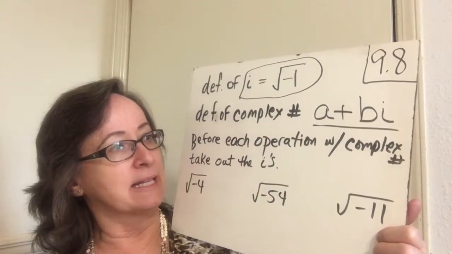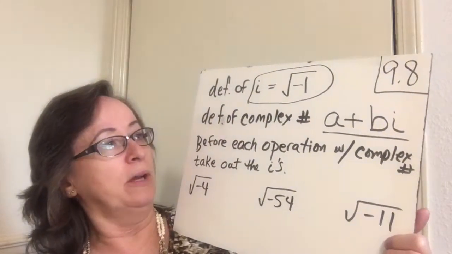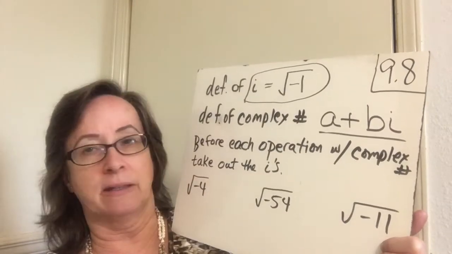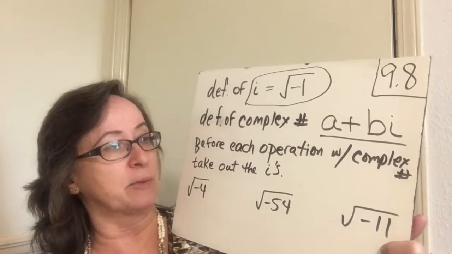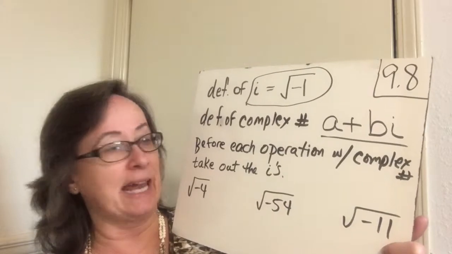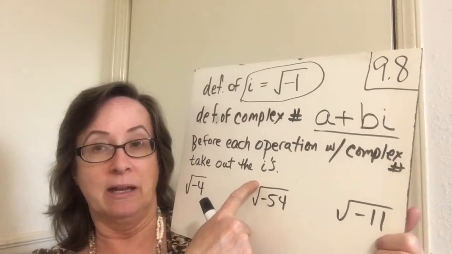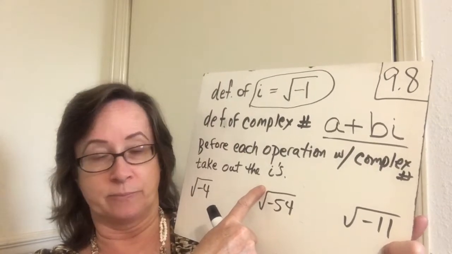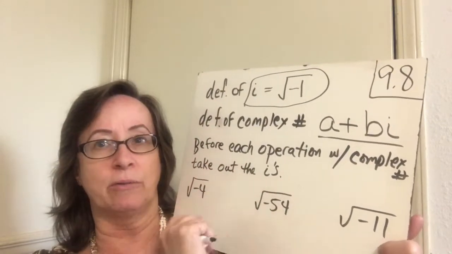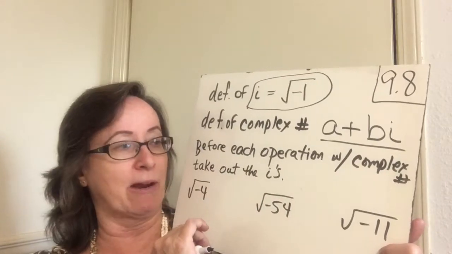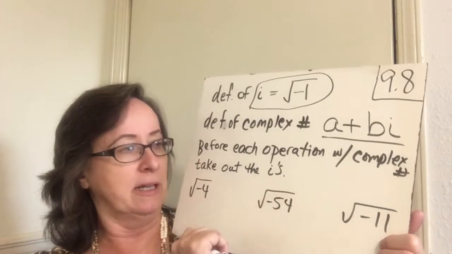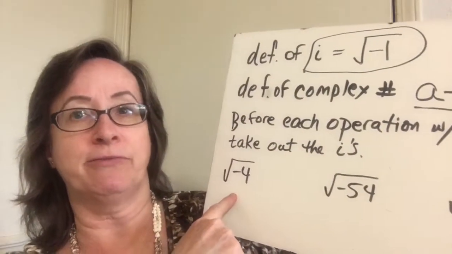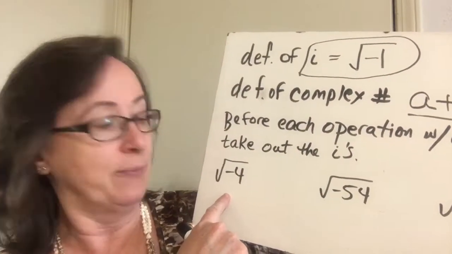Okay, and so one of the ways that we're going to learn to deal with imaginary numbers, complex numbers, is to always take the i out before I proceed with any kind of operation, okay? So I want to go ahead and simplify down to where I have my i pulled out, and we'll show you how to do that here. Okay, so we have the square root of -4, and we are supposed to simplify these numbers.